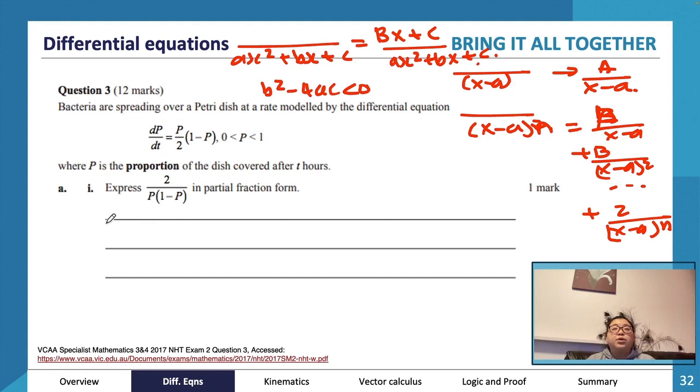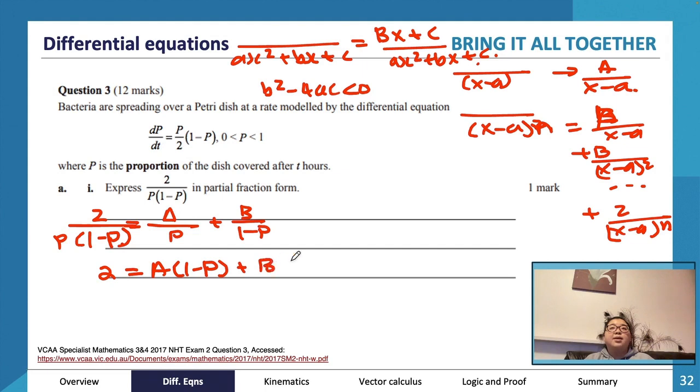So for this, we just have two linear factors, so we're going to express this as A over p plus B over 1 minus p. So what we can do here is have a look at this, and we're going to say this is 2 over p(1 minus p). So if we times everything by p(1 minus p), we're going to get that this is 2 equals A(1 minus p) plus Bp. And we can do a bit of collecting like terms here. So we're going to get that 0 is going to equal B minus A, and you'll get that A is equivalent to 2.